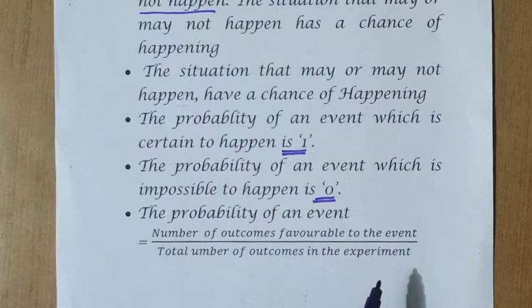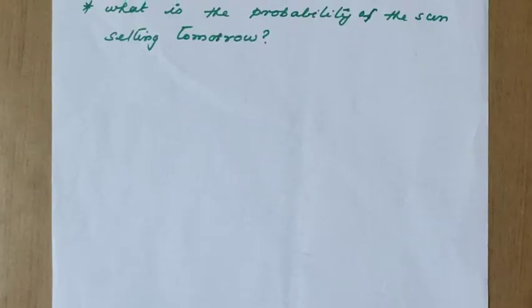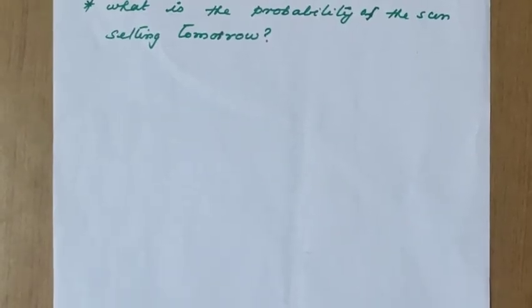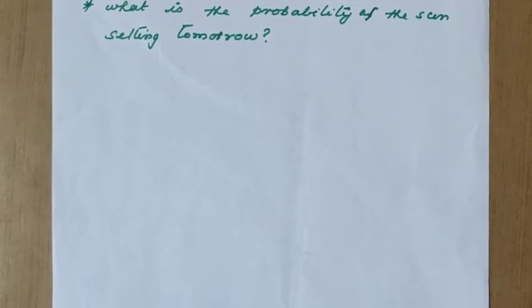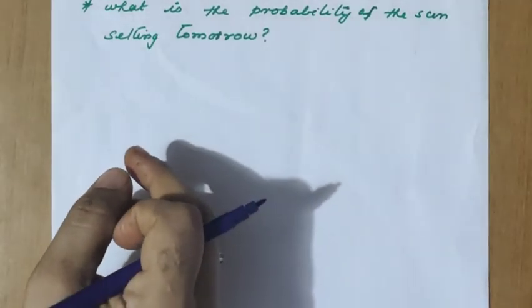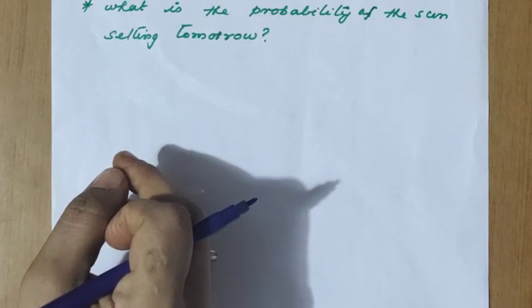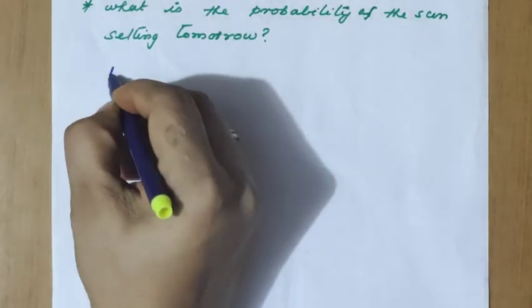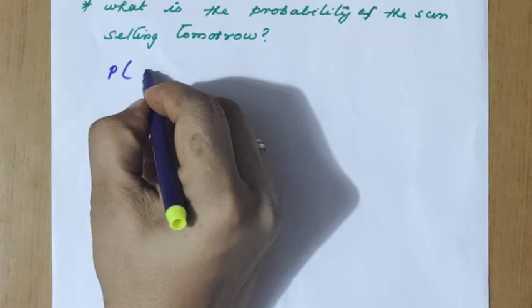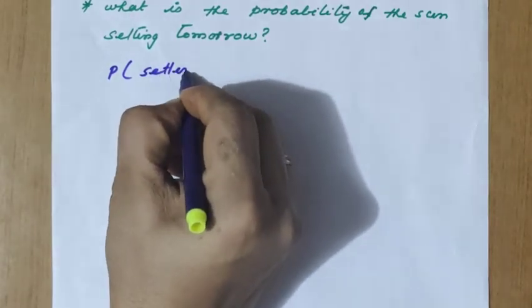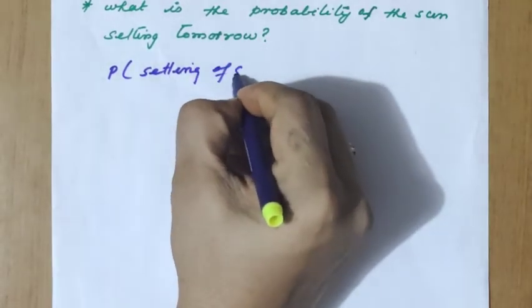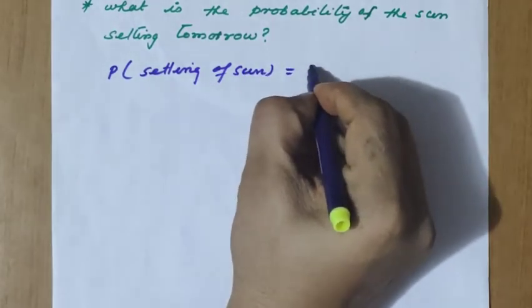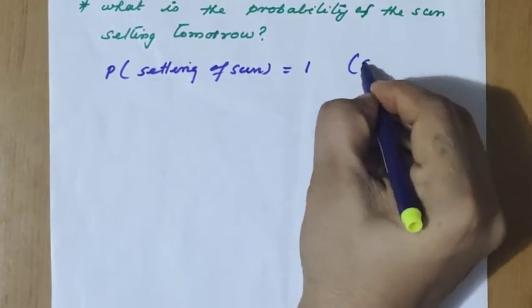Now we can see the examples. What is the probability of the sun setting tomorrow? That is the question. We have to find the probability in the case of the sunset. So the setting of the sun, as you know, is a sure event. So the probability of a sure event equals 1 only. So the probability of the setting of the sun is 1 because it's a sure event.